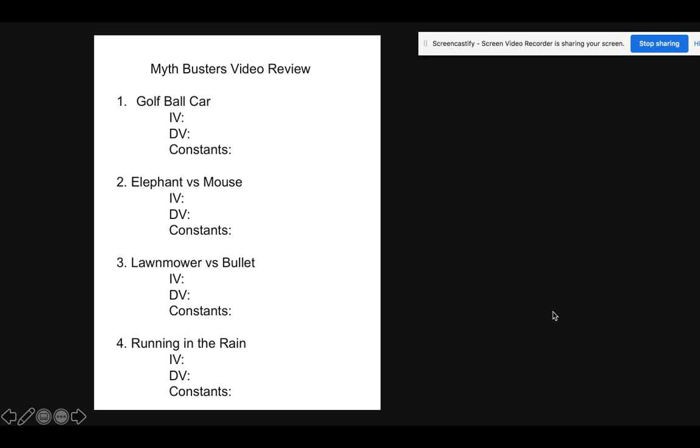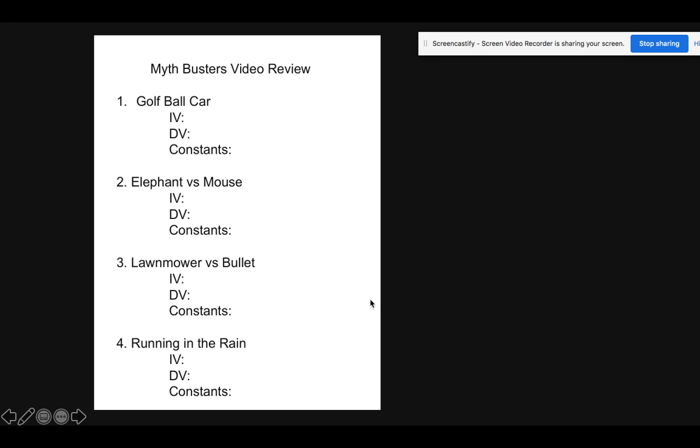All right, so you are going to identify the independent variable, the dependent variable, and the constants from 4 experiments that the Mythbusters did. If you remember the Mythbusters, they were on TV for a long time. They did a ton of different experiments on things that people sent in that they had questions about. So there is a link you're going to click on Schoology, and it's an interactive link. So you'll click through the videos, and it'll go to 4 experiments. The first one is golf ball car. The second one is elephant versus mouse. The third one is lawnmower versus bullet, and the fourth one is running in the rain.